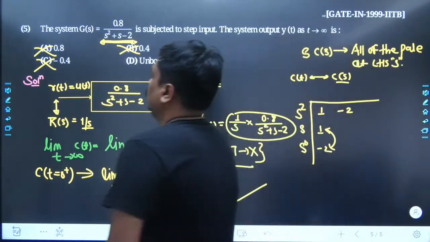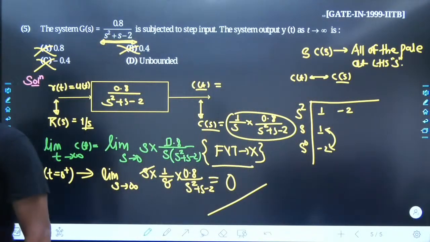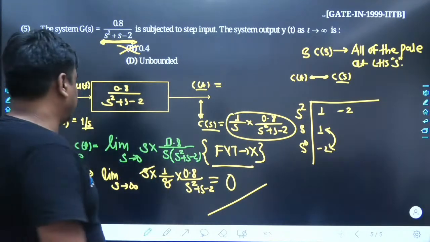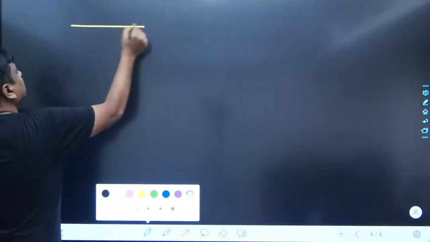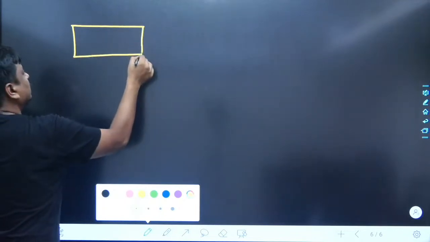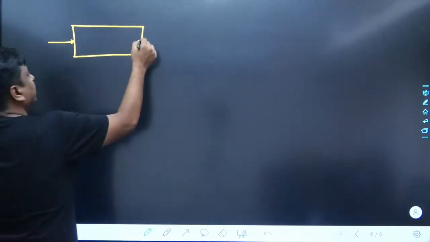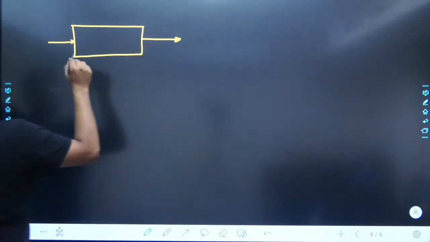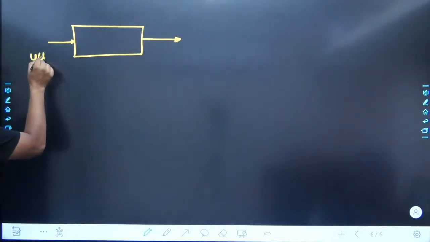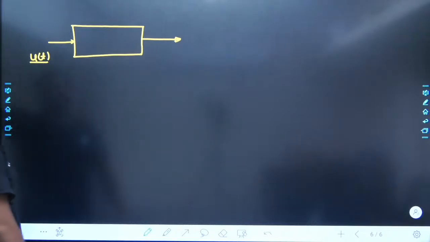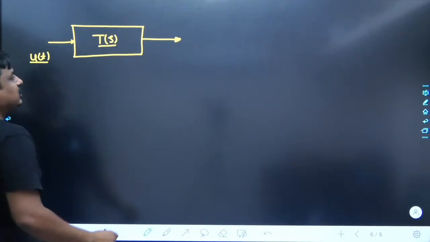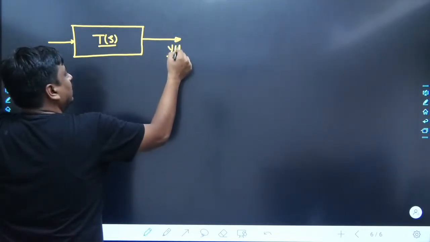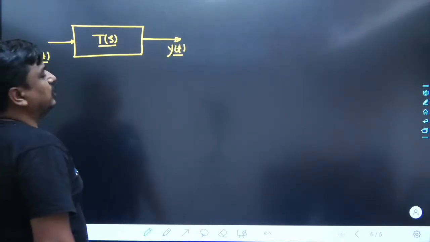Yes, no? So at least this must have been clear to all of us. Let me take a problem. We had a system which is going to get excited with different inputs. For the time being, I have fixed my input to the unit step input, u of t. This is the second-order form of the transfer function, T of s, and the output in time domain is written as y of t.